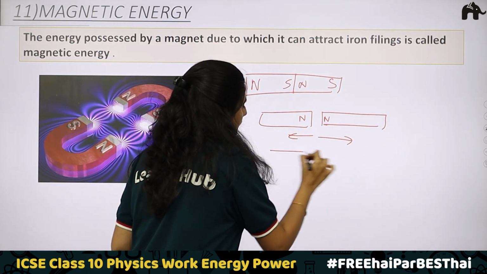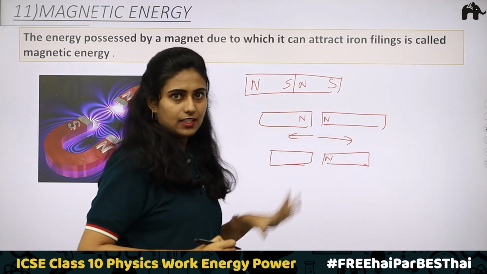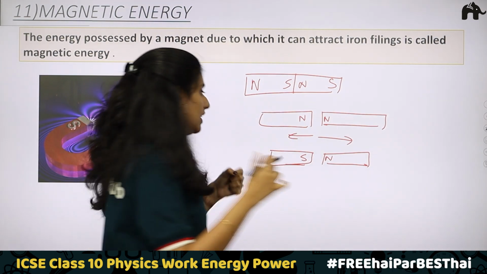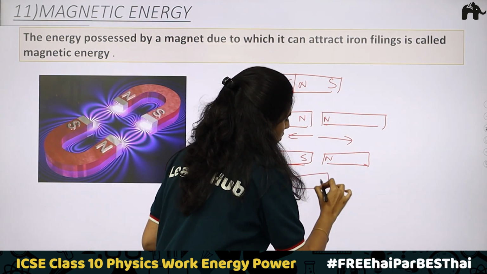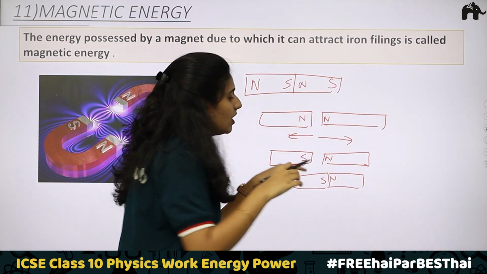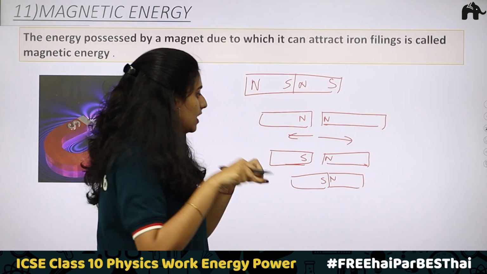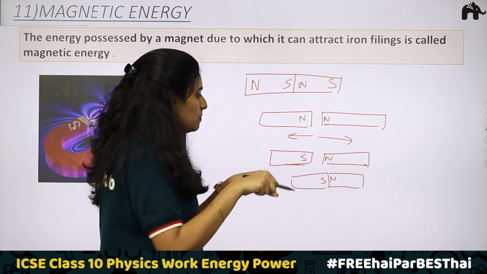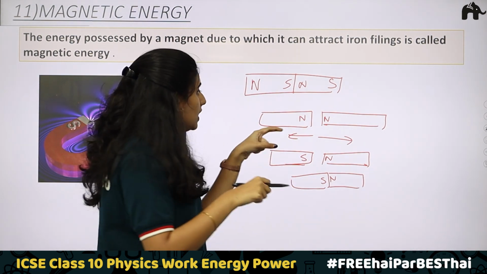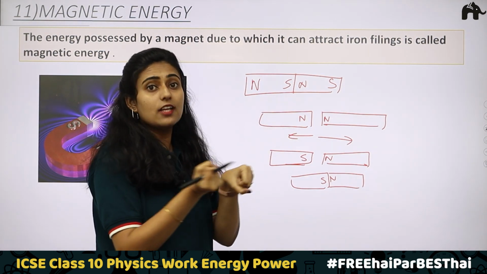When unlike poles are brought together, that is, the north pole of one magnet and the south pole of the other magnet, what happens? There is attraction. The south pole and north pole will be attracted and stick together. If you hold bar magnets in your hand and bring the unlike poles together, you can feel that attraction. When you bring the like poles close, you can feel the repulsion.